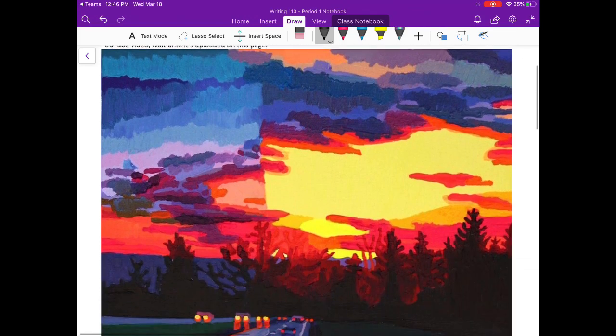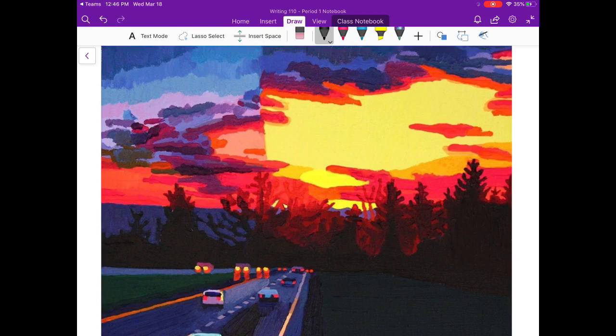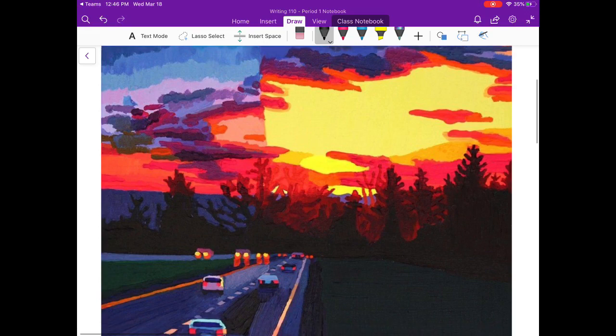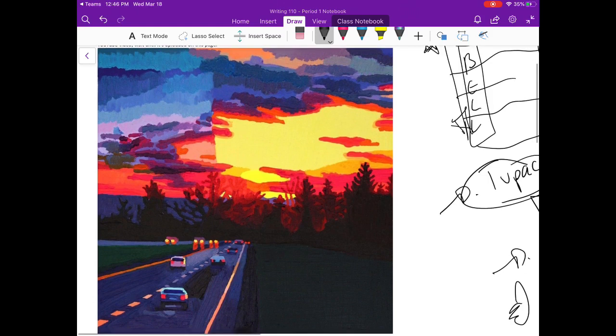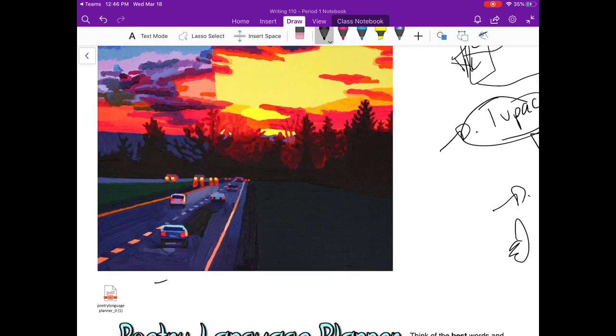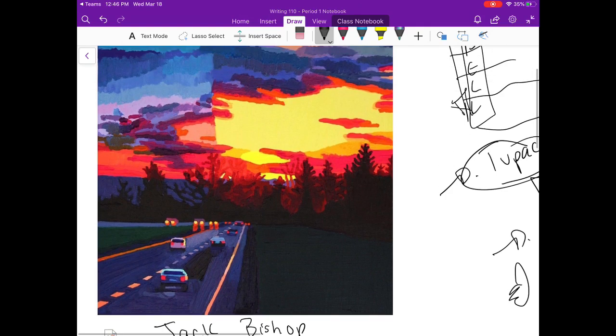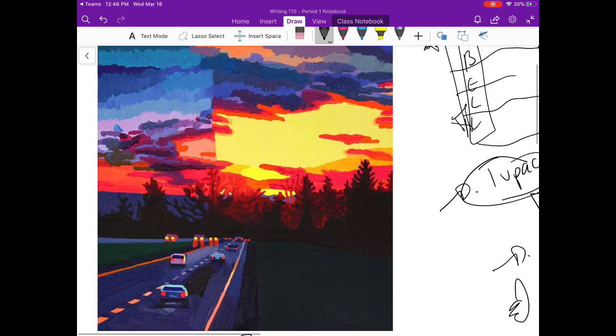So, if you scroll down, you will see one of my favorite artists' pictures. Let me just make this a little bit smaller so we can see it. His name is Jack Bishop. I'll write that down right here. He is a local painter. I think he's from either St. John or Fredericton, I can't remember, but he's a New Brunswick painter, and I think his pictures are just a treat to look at.